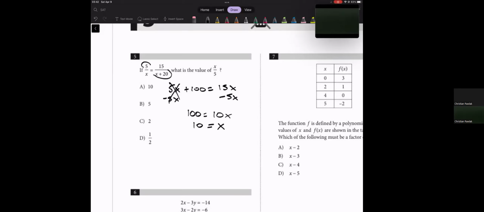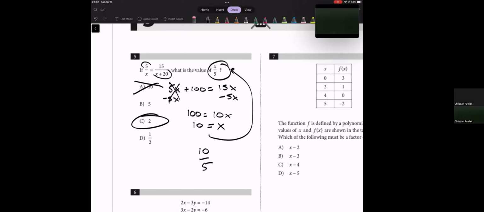So if it asks you guys, what is x divided by 5? You're not using the 10 because you actually have to answer their question. Remember that is an easy mistake. Their question is x over 5. So what is 10 divided by 5? That answer is 2.